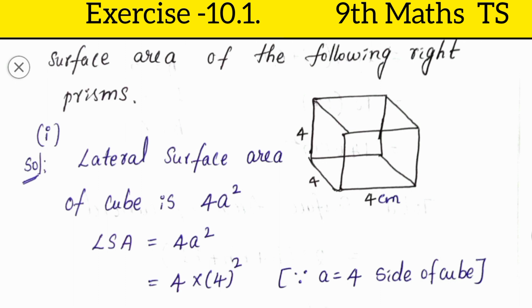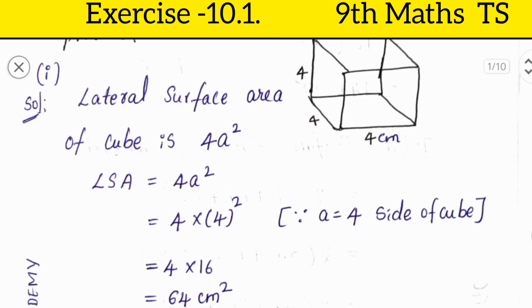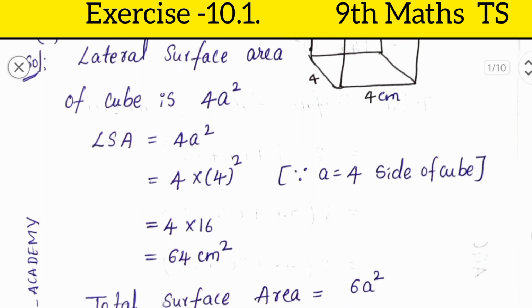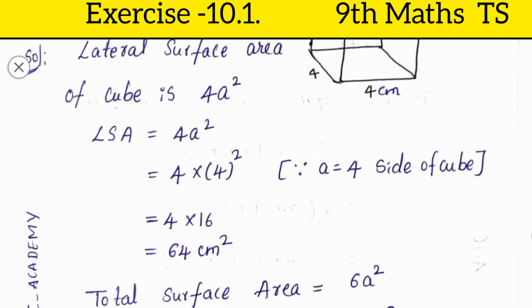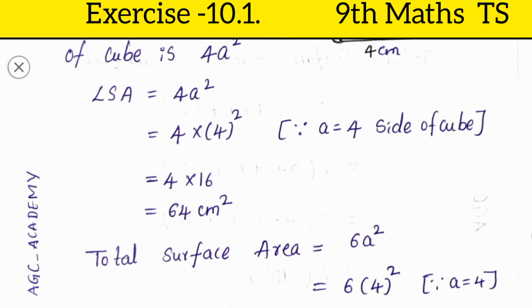The value of a is 4, that is the side of the cube, the edge of the cube. In the place of a, write down 4. So a square means 4 square. Now 4 into 4 square is 4 into 16. What is 4 times 16? 64 centimeter square. Remember that point.